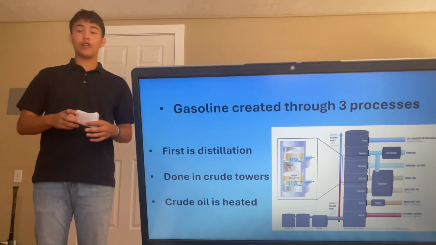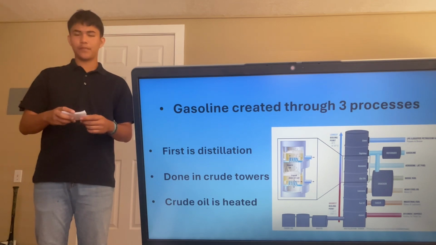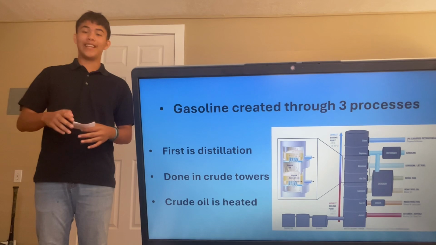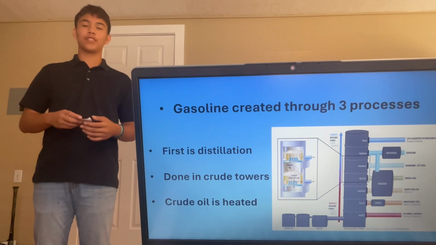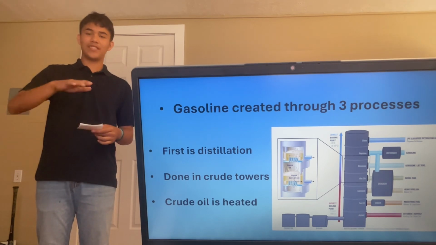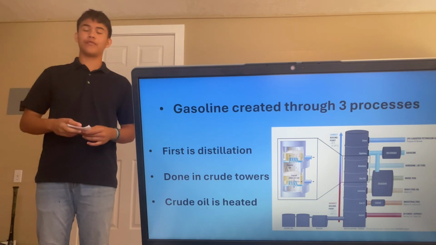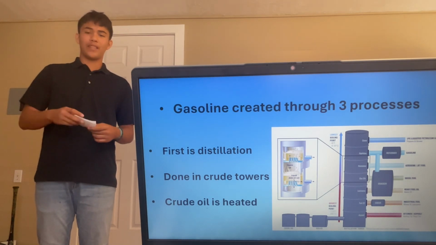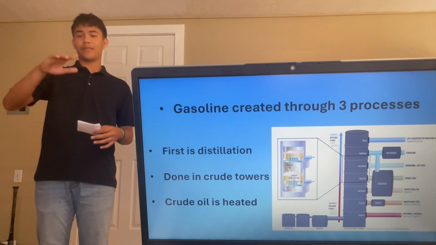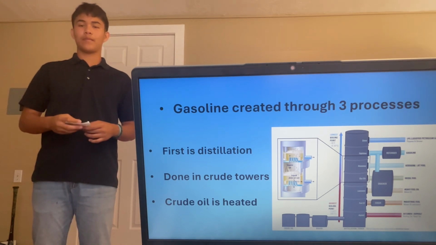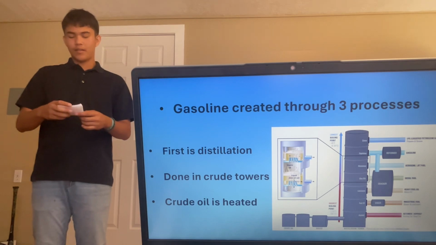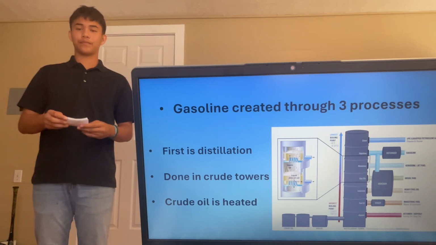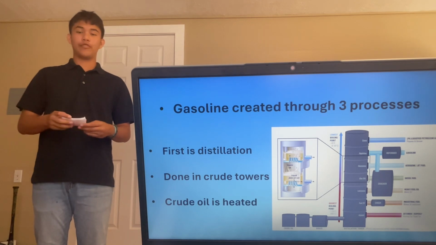So crude oil is heated up in distillation and is divided into different substances based on the boiling point of those substances. Each of the sections that the crude tower is divided into is heated to a different temperature, which means that each section has a different substance in it. And only one of these sections has what will be gasoline, and that's the one that will be used.